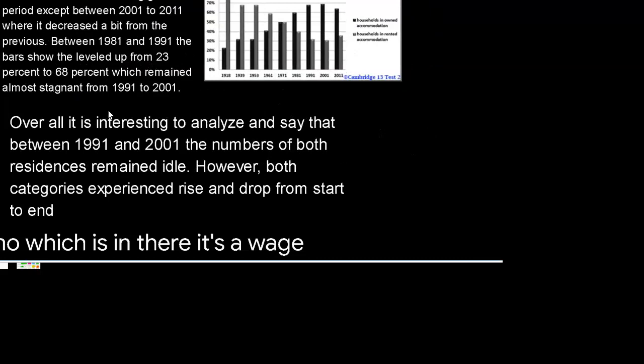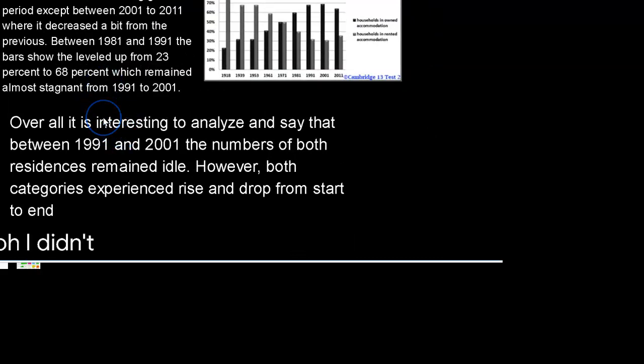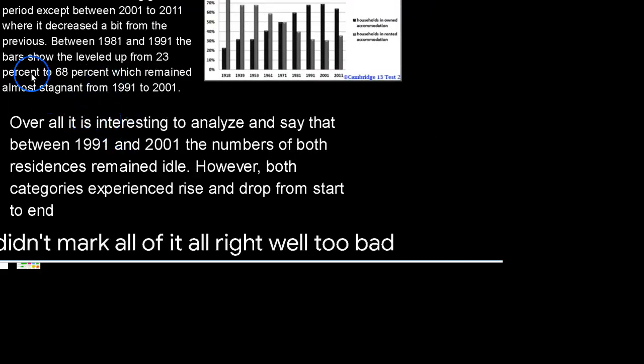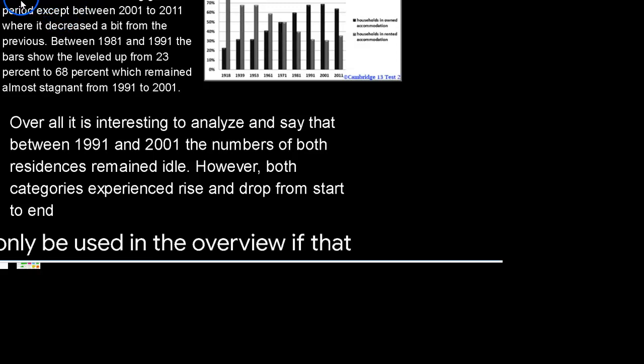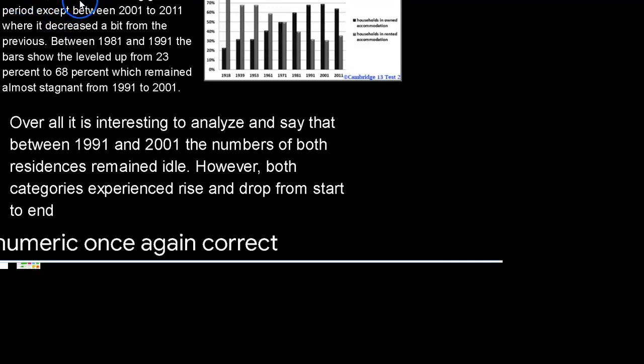Okay. Next to. Oh, I didn't mark all of it. All right. Well, too bad. Once again, we are looking at the bars, but we're not looking at bars. Oh, yeah, it can be witnessed. Once again, it's overuse of the passive. This construction should only be used in the overview, if that. It's numeric. Once again, incorrect use of numeric.